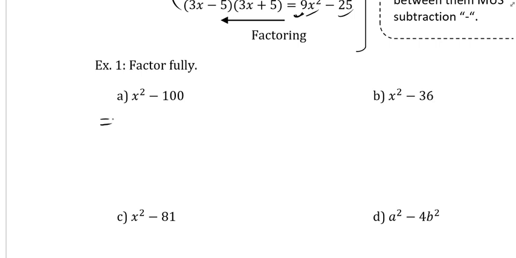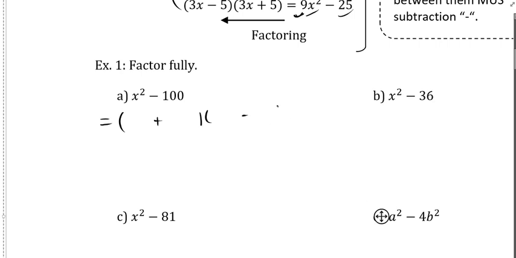X squared is a perfect square. What about 100? Is that a perfect square? Yeah, it is. So what's the square root of 100? Somebody tell me that. 10. So how do we write this? One's plus, one's minus. How do I know? Because I just know that pattern. X plus 10, X minus 10.